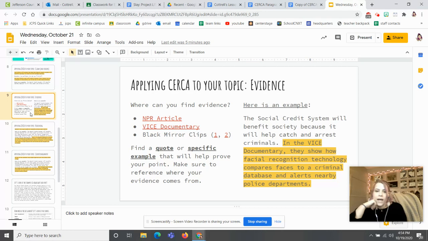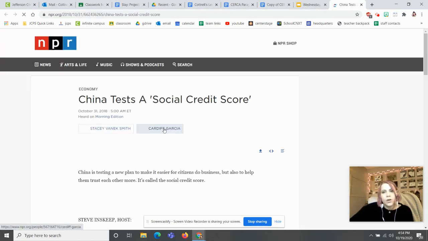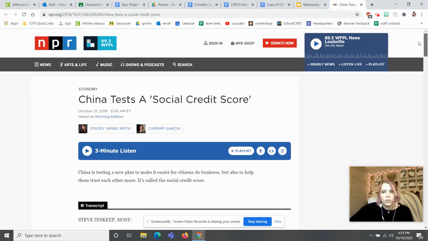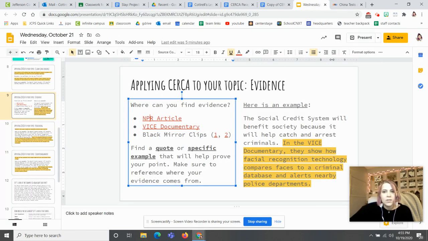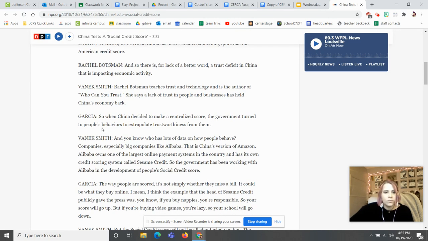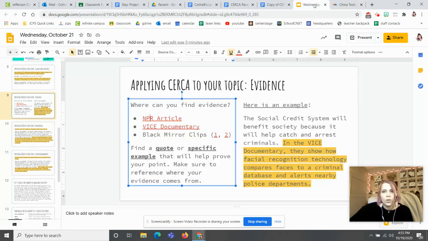So now let's look at evidence. What is our evidence? Well, we have looked at 3 things about China's social credit system. So let's review those right now. The NPR article, which is this article, is what we either listened to for homework or you read for homework. So that can be your evidence. If you choose this, you can just pull a quote from here, copy and paste it.